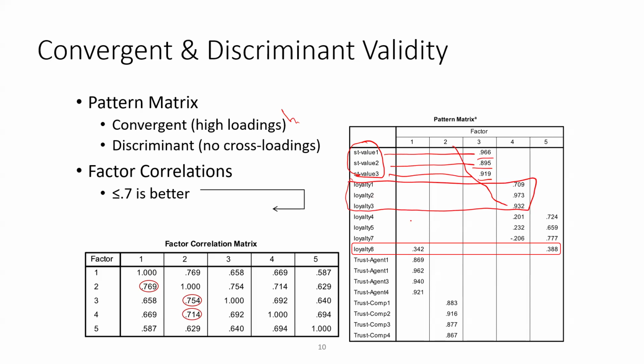But here there are some problems. So we have cross loading, but there is a rule for that. If the difference is greater than 0.2, then you need not be deleting it.